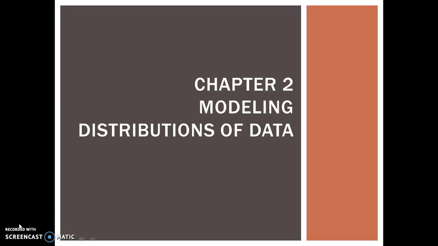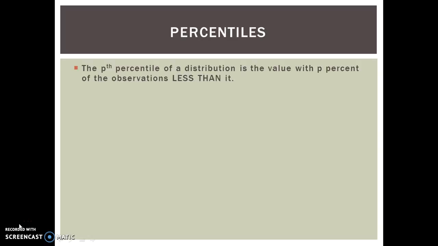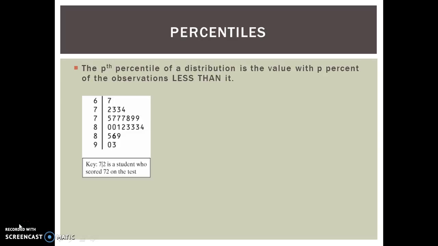Everybody, it's Ms. Williams. This is Chapter 2, Section 1, describing the location of a distribution. So the first thing in this chapter is we're going to talk about percentiles. The p percentile of a distribution is the value with p% of the observations that are less than it.